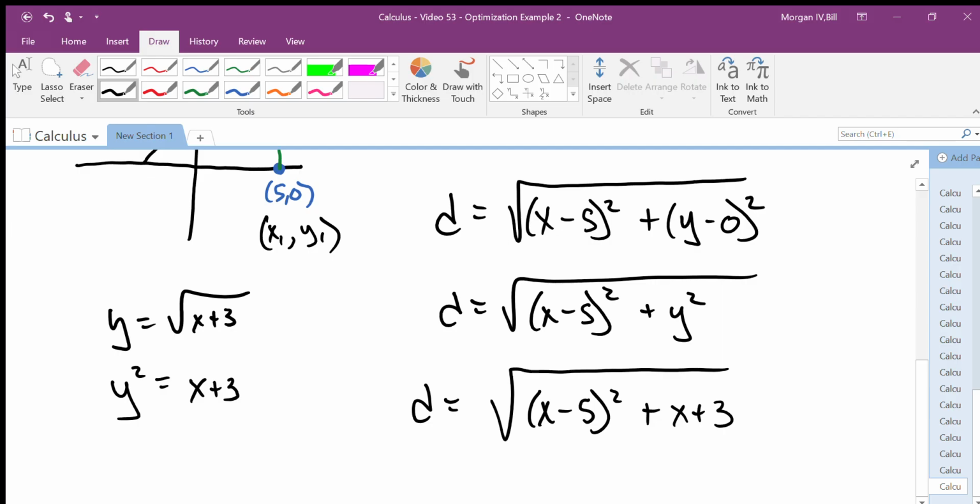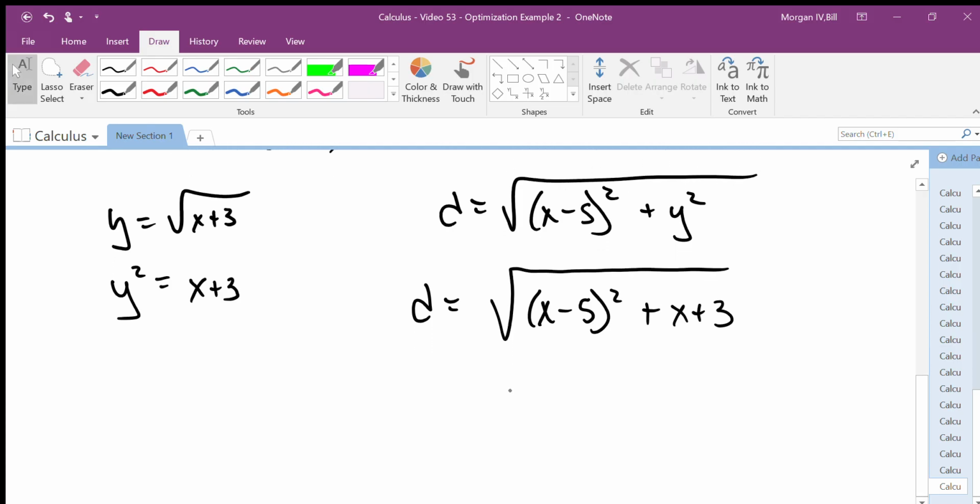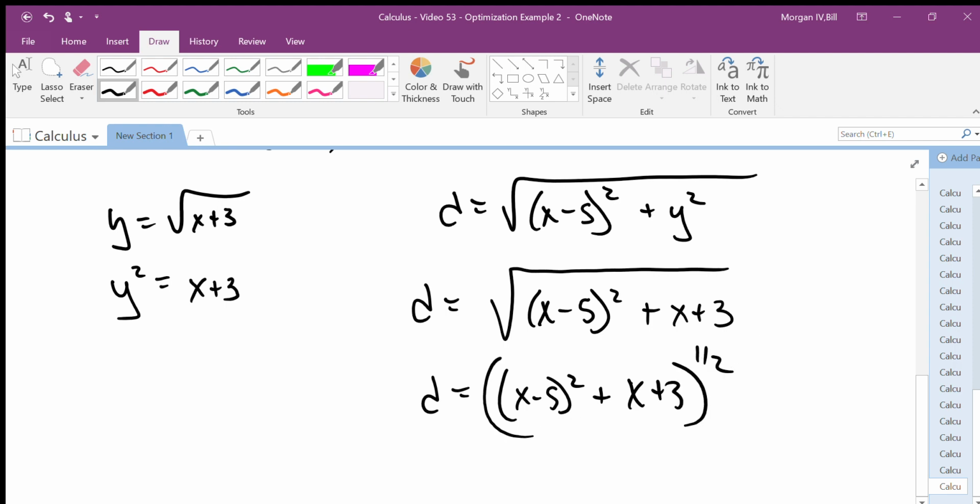We could do it from right here. We could. But let's think about this idea. The distance is the square root of x minus 5 squared plus x plus 3. Instead of having that square root, because the idea I'm trying to get at is, now we have the x minus 5 squared plus x plus 3, which we can multiply out, all to the 1/2 power. If I take the derivative, I have to take the 1/2 times the thing to the negative 1/2 times the derivative of the inside, and it gets kind of messy, right?